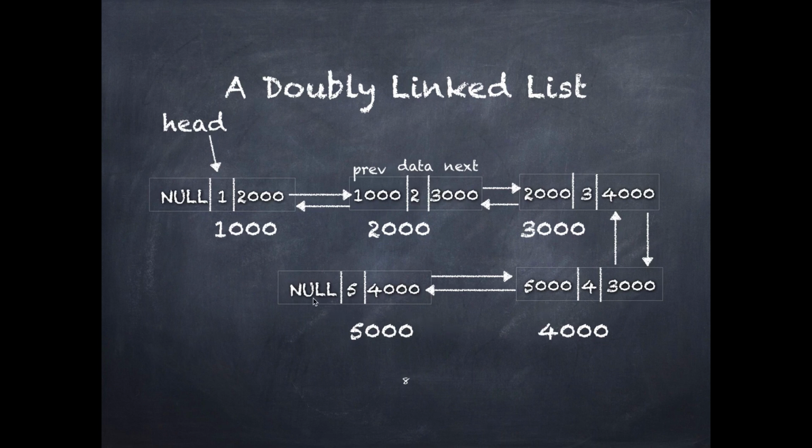And at the end, you can see the last node's next will be set to null. So the first node's previous is set to null and the last node's next part is set to null in the case of a doubly linked list. And you can see it is accessed by only one pointer, that is the head node.